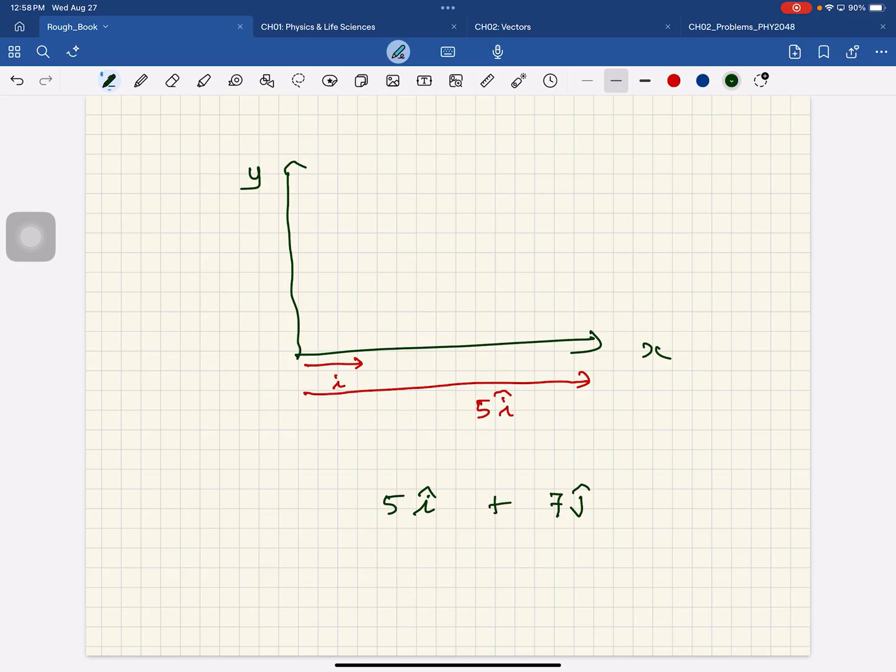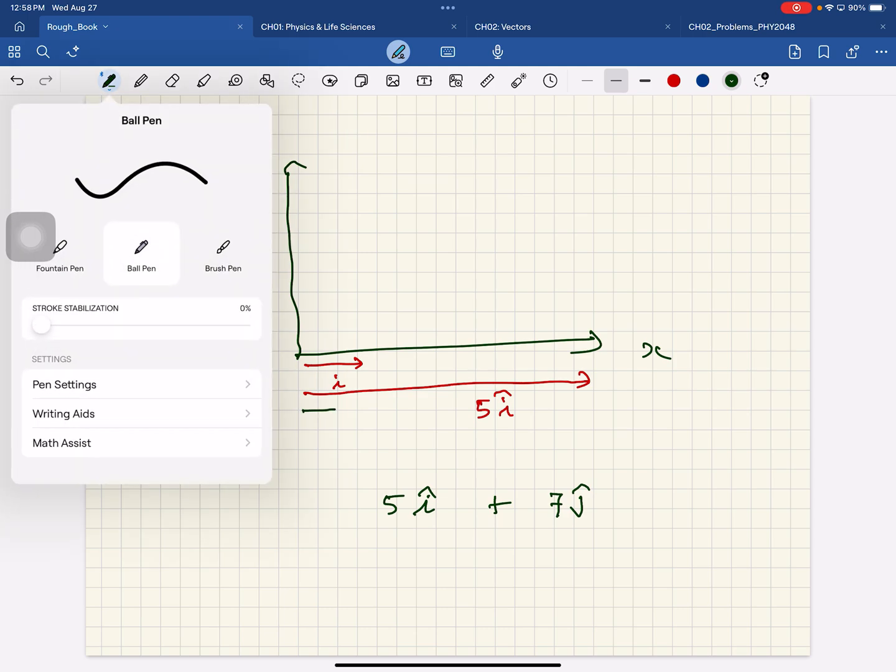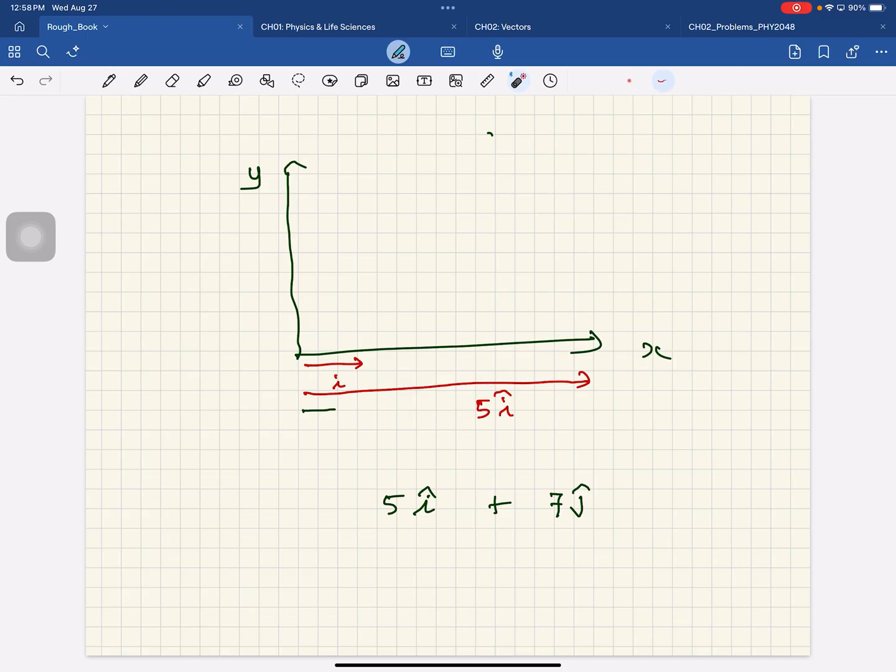And now let's add these two guys. You already know how to add them, okay? So you see, this is 5i, and I'll draw 7j. And there's this vector. Let's call it A.